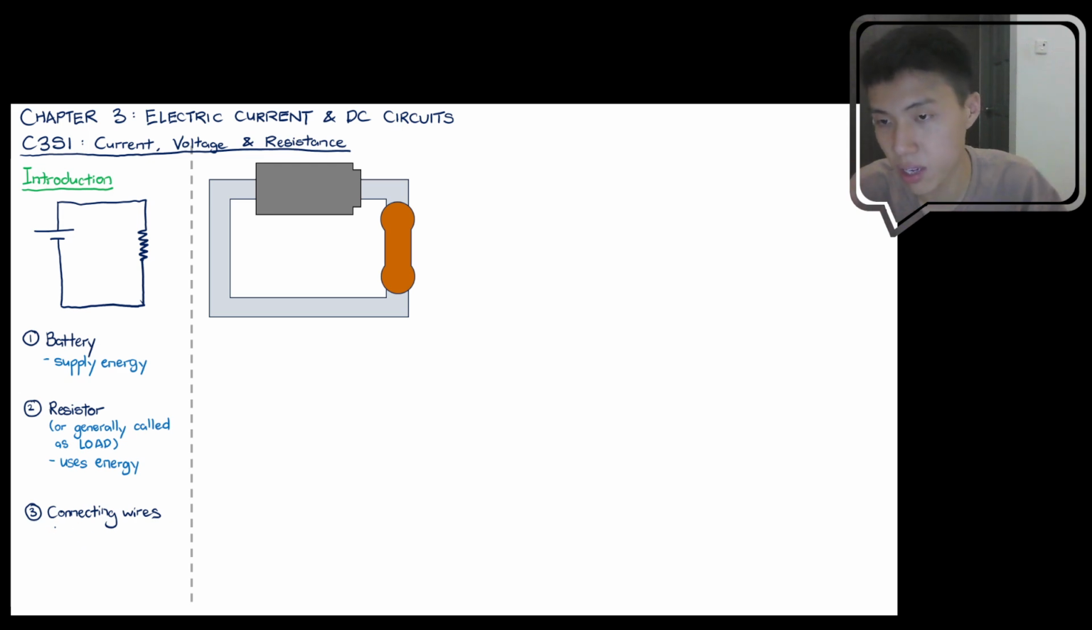Next, connecting wires. Their purpose is to transfer or transport the energy. But how do you transfer energy? You transfer energy with the help of charge. So these are the three important elements.